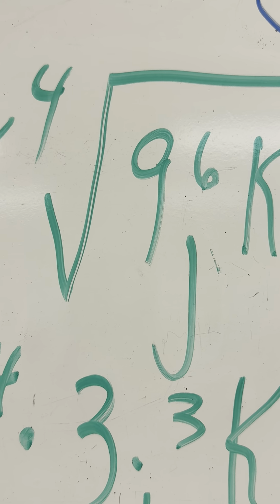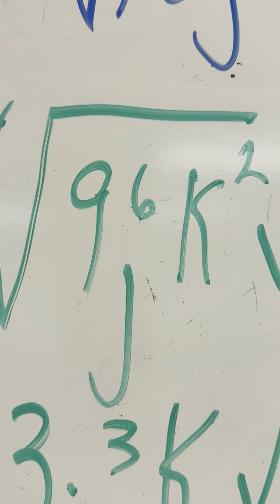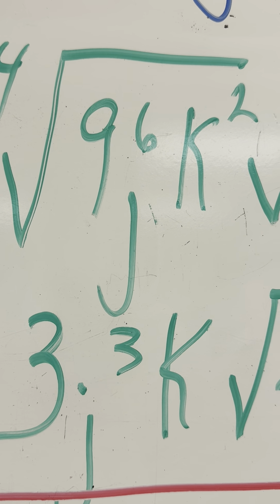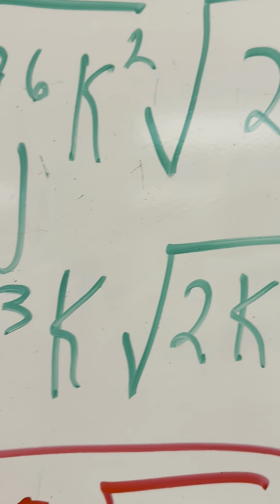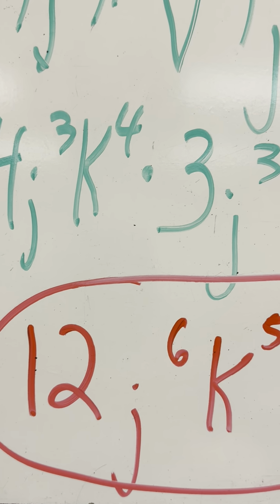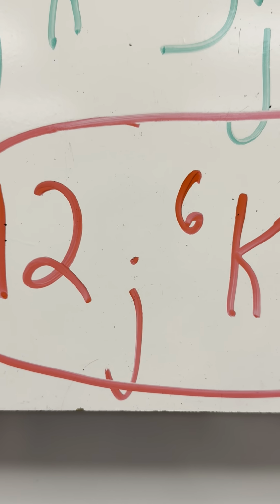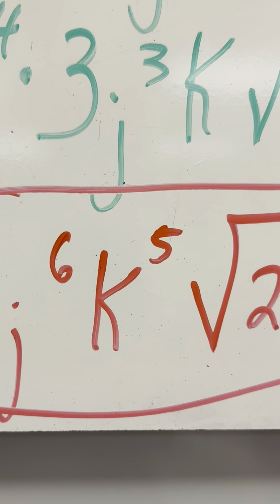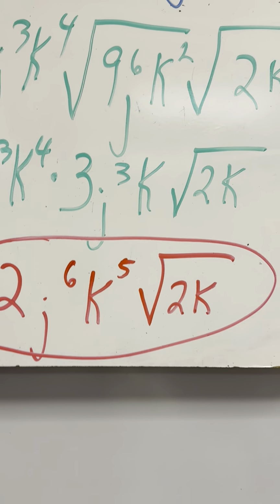And I say, what's the square root of 9, j to the 6th, k to the 2nd? That's 3j to the 3rd, k, with the square root of 2k. Now what's 4 times 3? 12. j to the 3rd times j to the 3rd is j to the 6th. k to the 4th times k is k to the 5th with the square root of 2k.